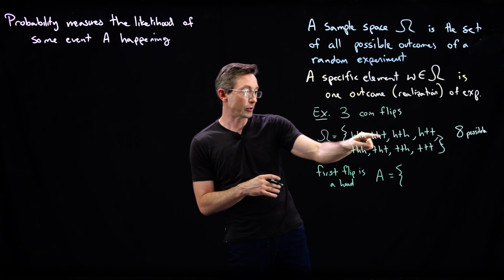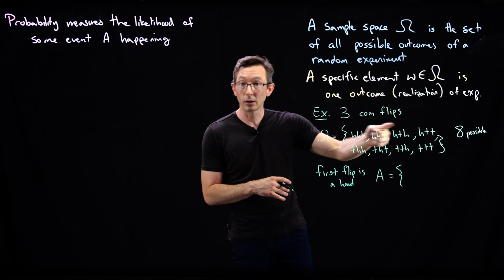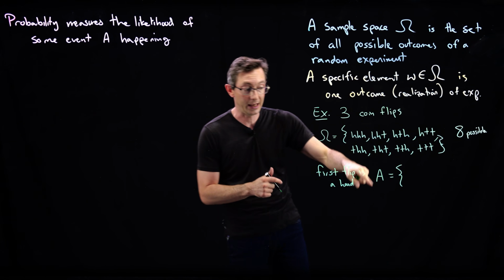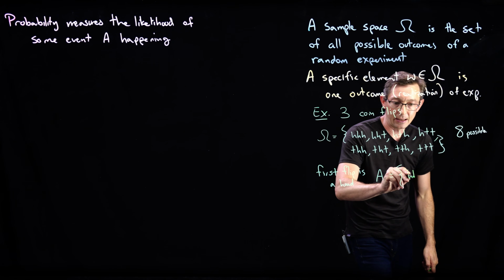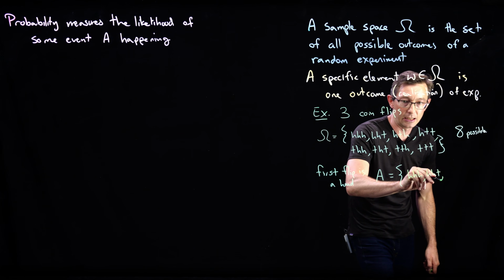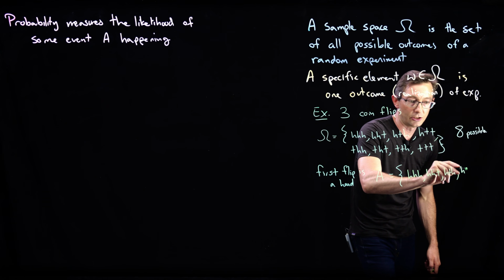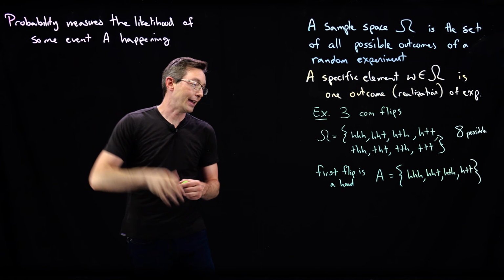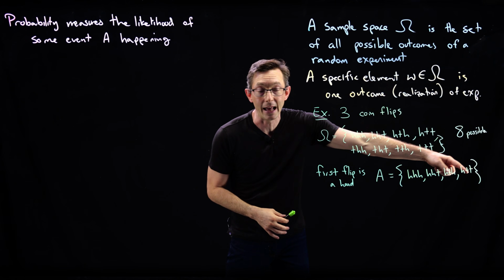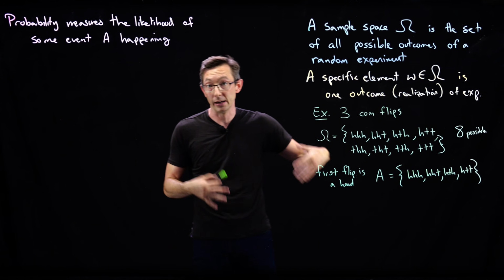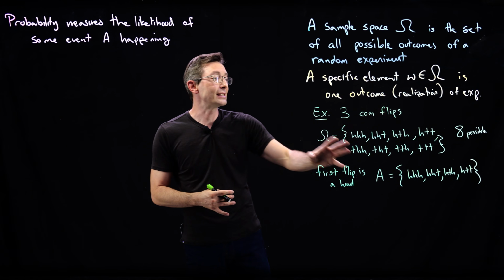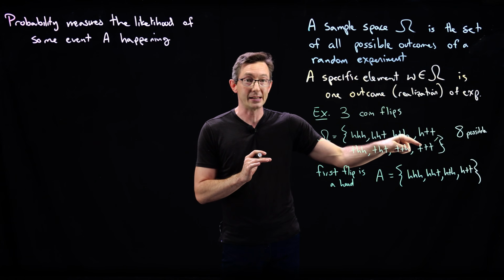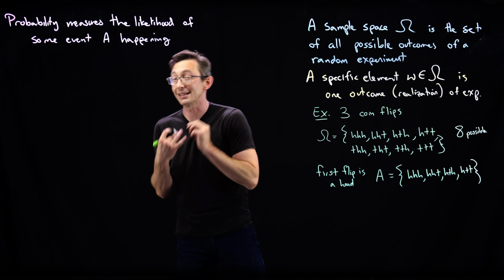And you'll notice that the first 4 of these are all of the specific elements where the first flip was a head. So A is the subset HHH, HHT, HTH, and HTT. And again, I can compute the probability of A by just counting how many elements are in A divided by how many elements are in omega. That's a really simple way because these are all equally likely to happen. If these were different probabilities of these happening, I'd have to compute my probability slightly differently.